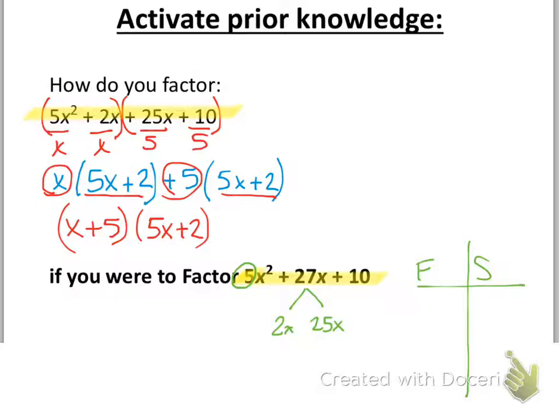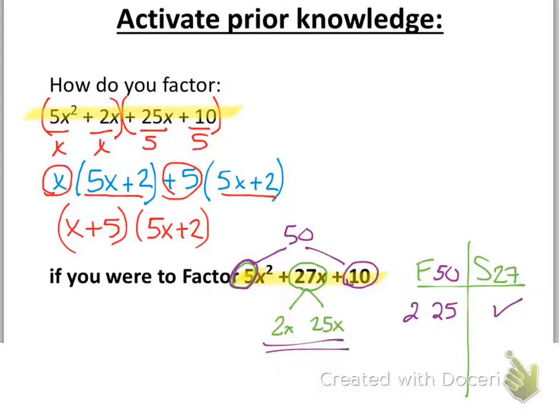Now, we're still finding sums of 27, that middle number, but we're finding factors of 5 times 10, which is 50. So I'm looking for factors of 50 that add up to 27. 2 times 25 adds up to 27, and that's where the 2 and the 25 come from. So let's do a complete example.